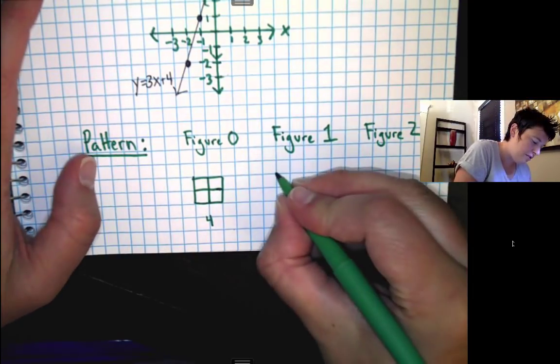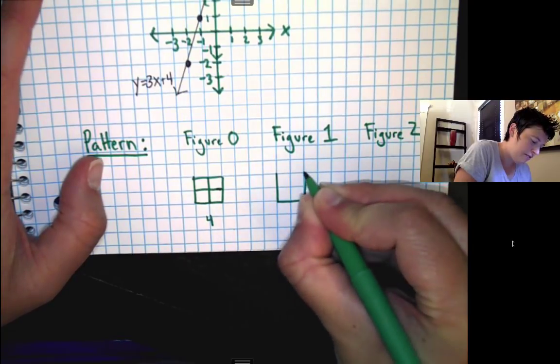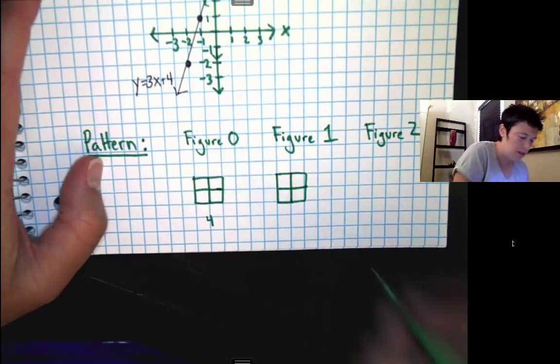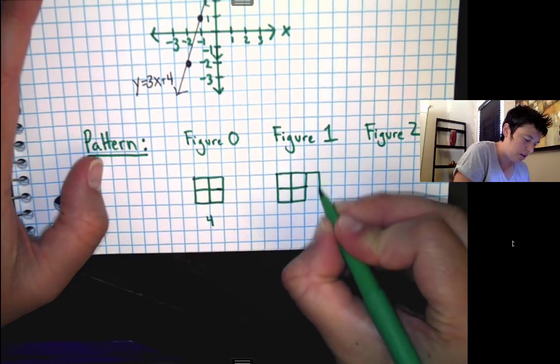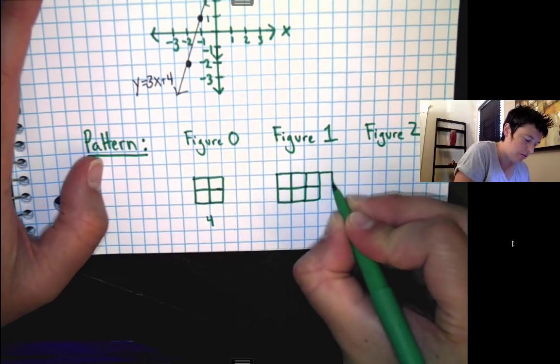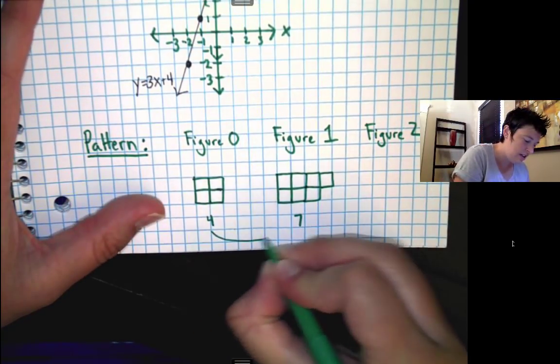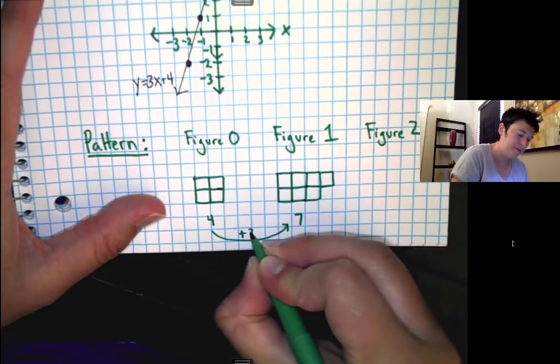So here's that 4 again. Same 4 as the last picture. But now it's my job to add on 3. So I think I'm going to add my 3 to the side here. I'm going to go 1 and 2 and 3. Now there are 7 tiles in my picture. I have added 3 extras on.